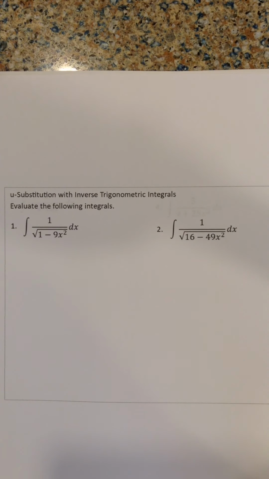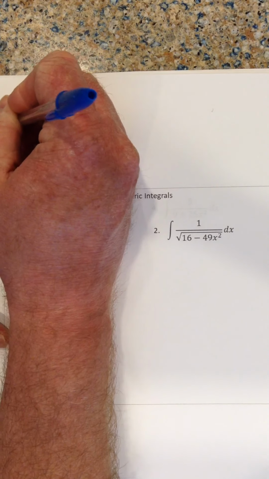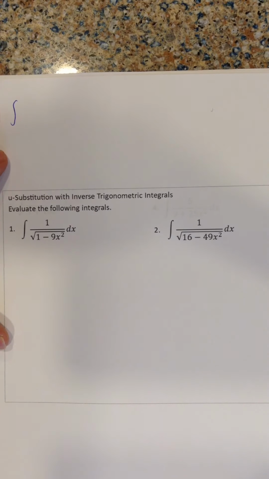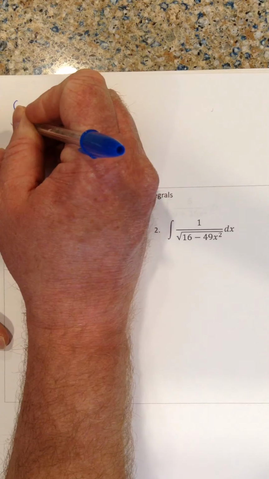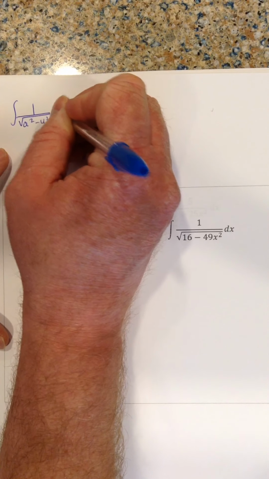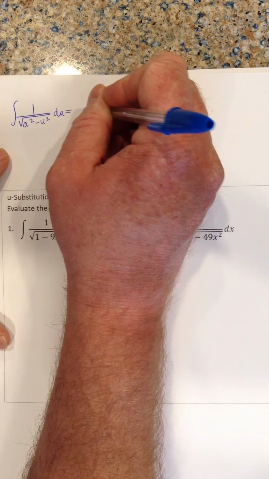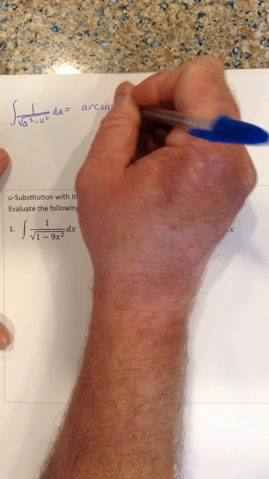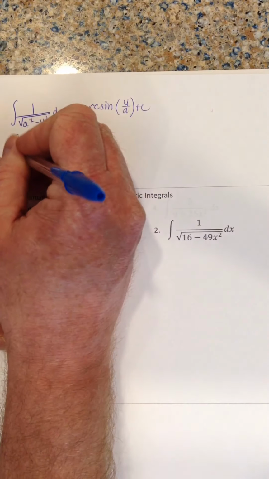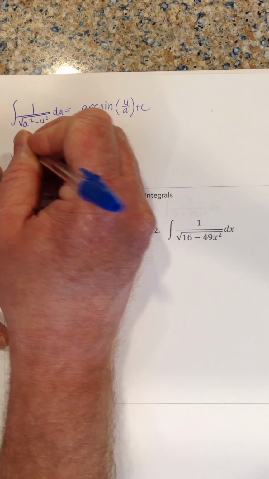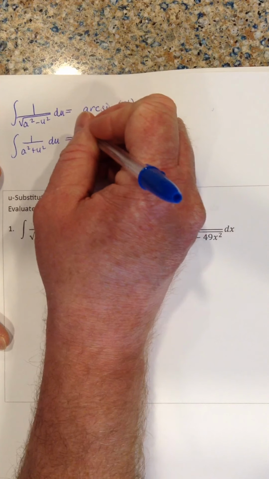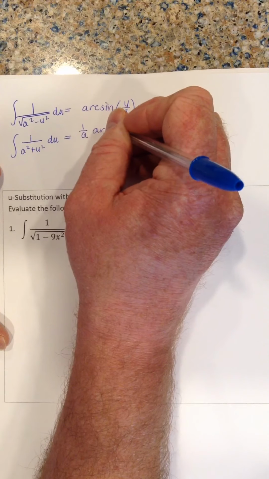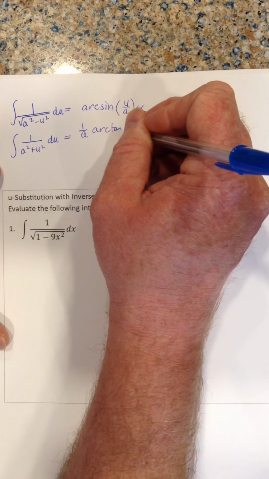U-Substitution with Inverse Trigonometric Integrals. Okay, this is another bad title, but we have three patterns we're trying to look for that involve inverse trigonometric functions. They are: the integral of 1 over the square root of a squared minus u squared du is equal to the arc sine of u over a plus c. Second, the integral of 1 over a squared plus u squared du is equal to 1 over a arc tangent of u over a plus c.